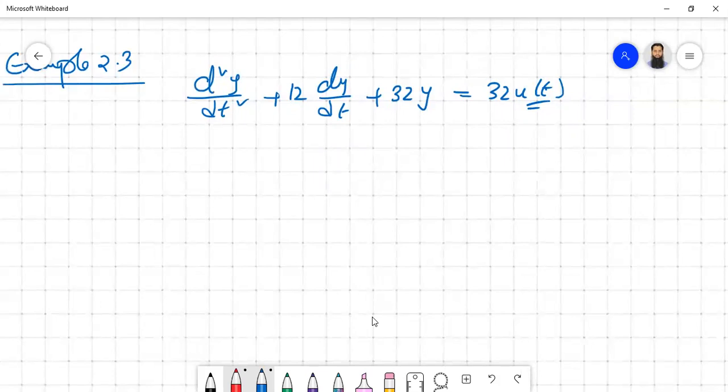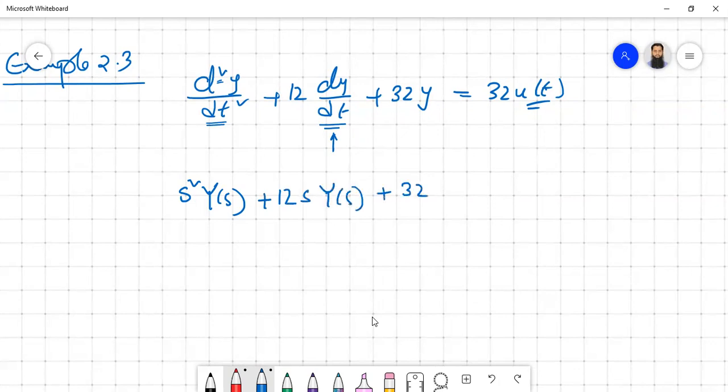They also given that because we have derivative terms, they are actually related to the initial values. So if you try to use the actual formula, there will be a lot of initial values. But for simplicity, they have just said that all the initial values are 0. So you can easily take the Laplace transformation. If it is order of 2, then it will be simply s square, so s square Y(s). If it is first order, then it will be just s, so plus 12s Y(s), then plus 32Y(s). And the Laplace transformation of u(t) is nothing but 1 by s.